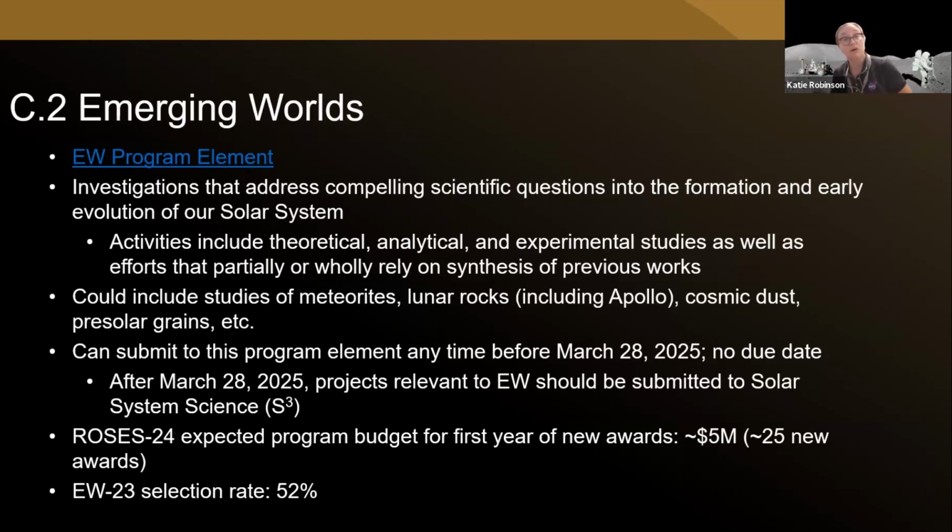For ROSES 24, we expect the program budget for the first year of new awards to be about $5 million, which corresponds to about 25 new awards per year. ROSES 24 is still occurring, and it will be occurring until March of next year. ROSES 23 ended earlier this year, so we have statistics for ROSES 23. The ROSES 23 statistics for Emerging Worlds were a funding rate of about 52%. So about 52% of proposals were selected for funding.